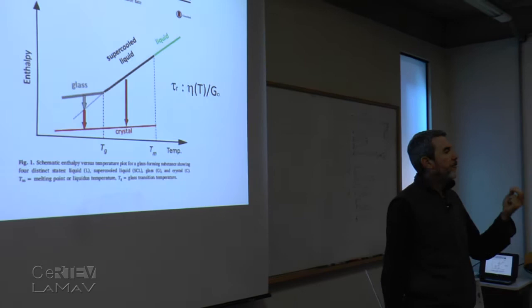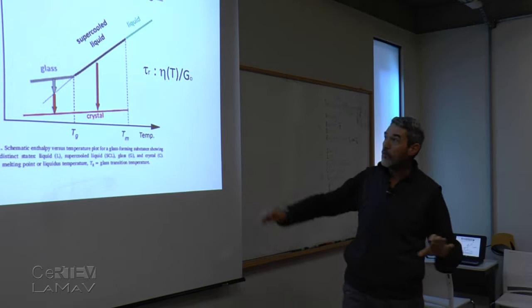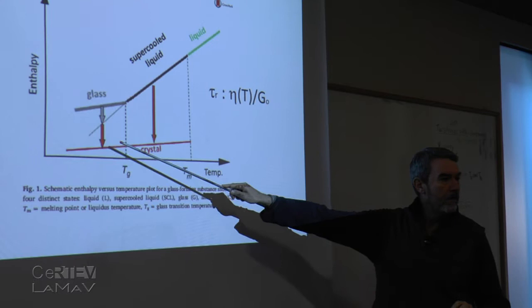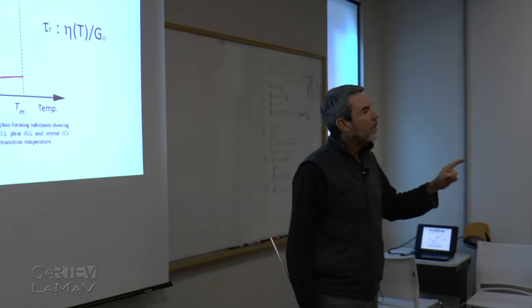Once the first crystalline nucleus is formed, there is a thermodynamic barrier for that. That's why the supercooled liquid is metastable. It needs to overcome a thermodynamic barrier. Once one nucleus is formed, crystal growth is spontaneous. It takes time, depending on the chemical composition and on the temperature, but it will in the end crystallize.